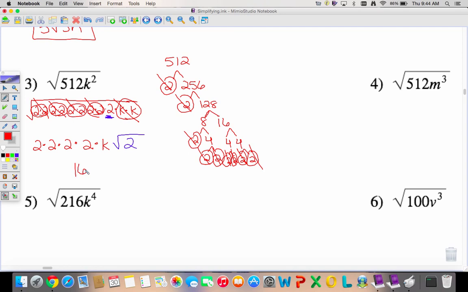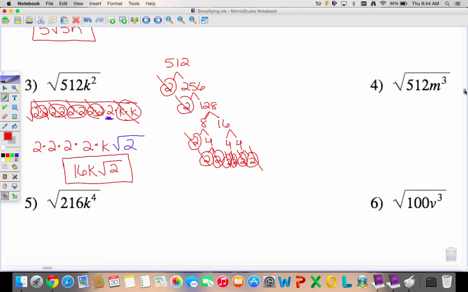So we're going to simplify this some more. 2 times 2 times 2 times 2 will get you your 16. You have your k, and you have your square root of 2. And that's your final answer.